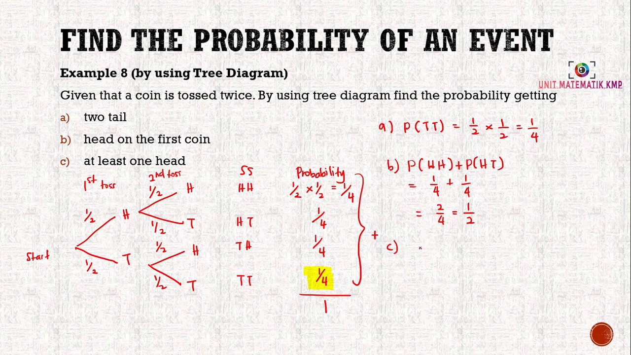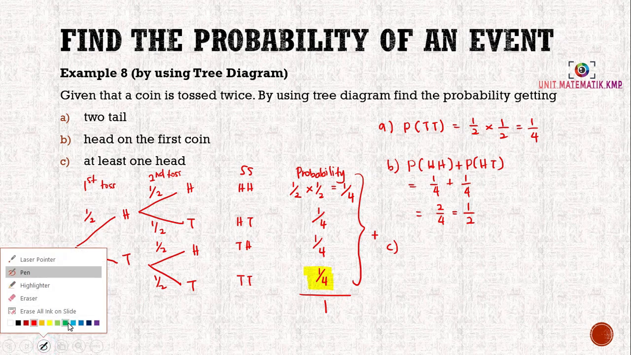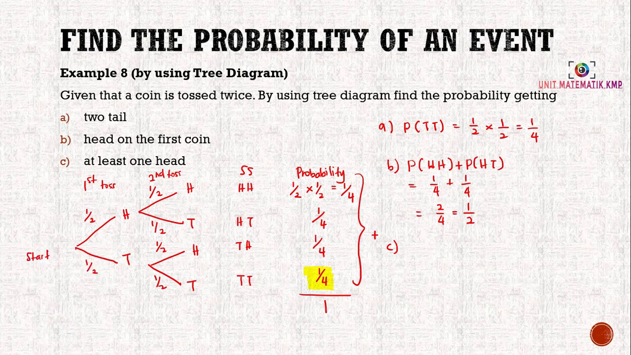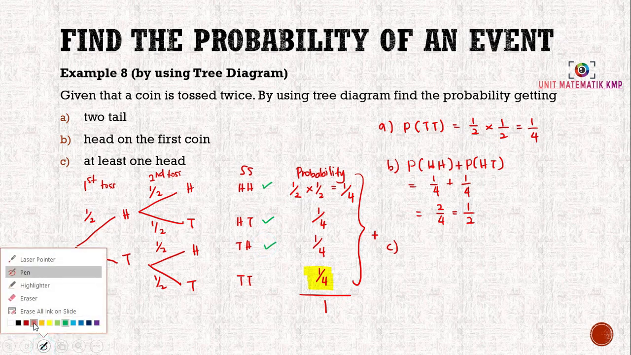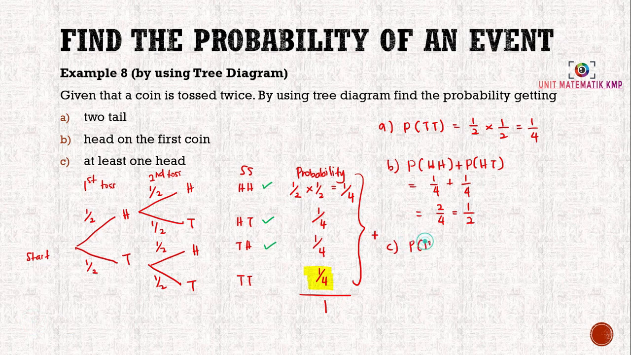Okay, question C, at least one head. So if we look at the solution, at least one head means that it can have more lah. So you can have HH, HT, TH. Oh, so TT ni tak boleh sebab dia bukan head. Okay, so soalan C, so probability of HH plus HT plus TH. So 1 over 4 plus 1 over 4 plus 1 over 4. So the total is 3 over 4.